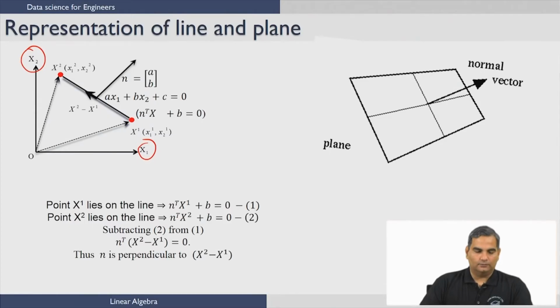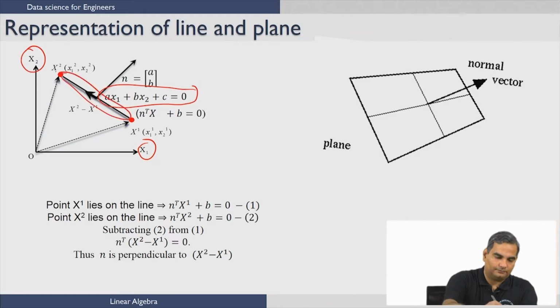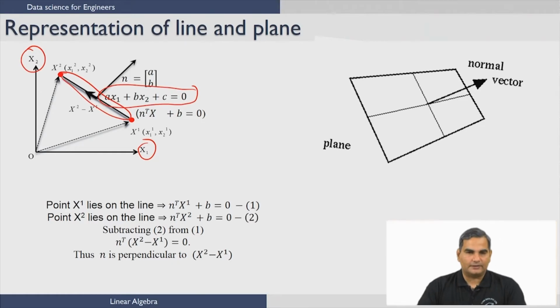and let us also assume that we have one equation that relates the variables x1 and x2, which is ax1 plus bx2 plus c equals 0. So, we want to understand what geometry this equation represents. It turns out in this case of the 2-dimensional space, this equation represents a line which is depicted here. So, a single equation in a 2-dimensional space represents a line.